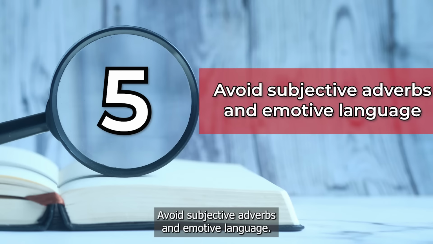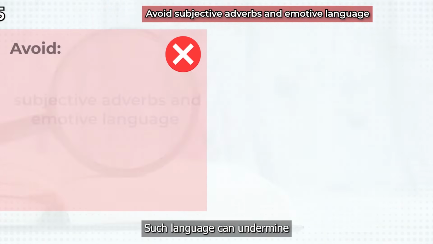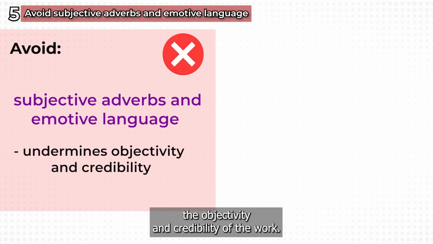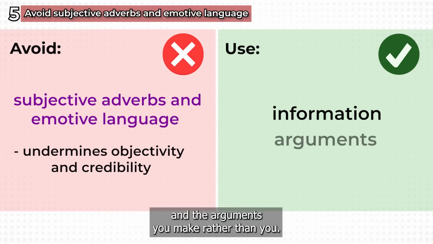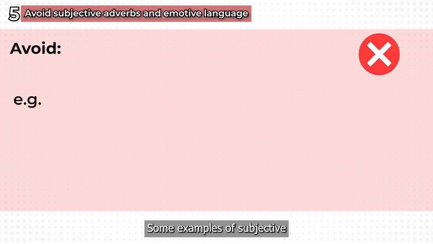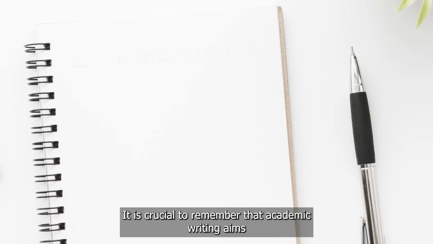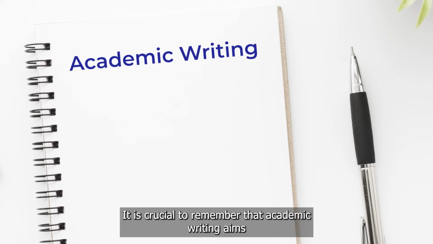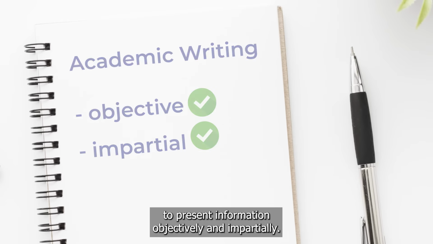5. Avoid subjective adverbs and emotive language. Such language can undermine the objectivity and credibility of the work. The main emphasis should be on the information you give and the arguments you make, rather than you. Some examples of subjective adverbs would be unfortunately, luckily, or really. It is crucial to remember that academic writing aims to present information objectively and impartially.